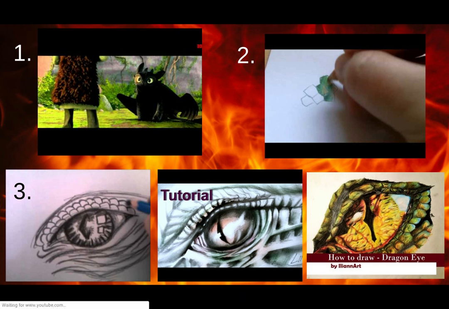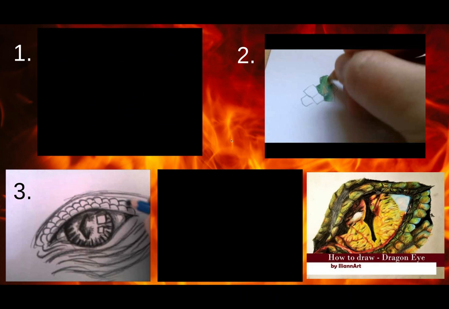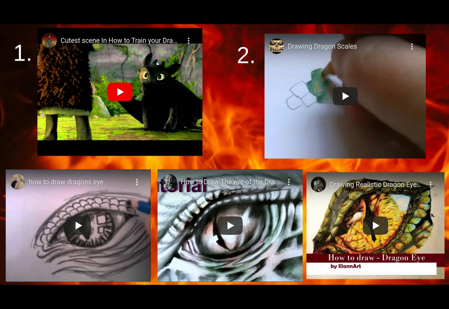Okay. The next thing that we have, the next slide, is the cutest scene ever from How to Train Your Dragon. So top left, number 1, that is a scene from How to Train Your Dragon, just to get you thinking about dragons and their behavior and the way that they act. And then the second video, top right, is how to draw dragon scales. Notice in this video that these scales are square shaped, so even different than the warm-up.